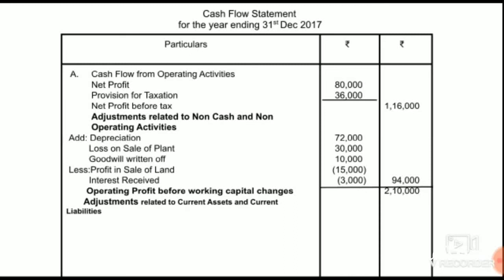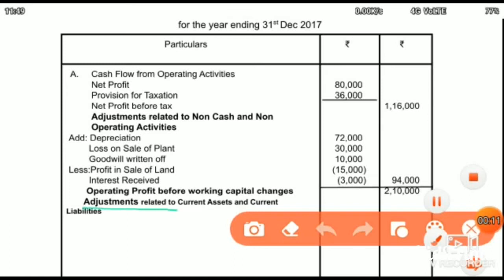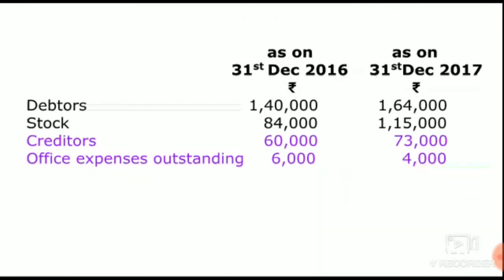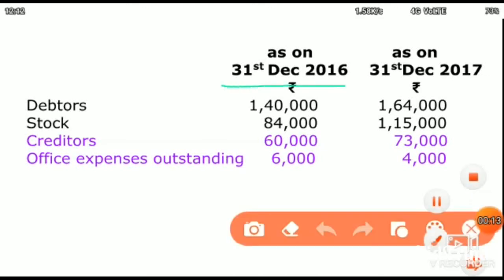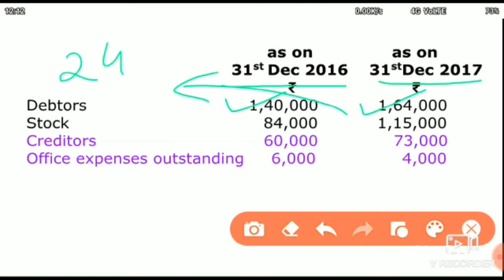Now after operating profit before working capital changes, we write the heading as adjustments related to current assets and current liabilities. Now let us look at the second part of our question. They have given us the information related to current assets and current liabilities. They have given us the values for two dates, that is as on 31st December 2016 and as on 31st December 2017. These are actually the opening and the closing values for the year 2017. Now, if you look at debtors, the opening value was 1,40,000. Now the closing value is 1,64,000. That means debtors have increased by 24,000 during the year.